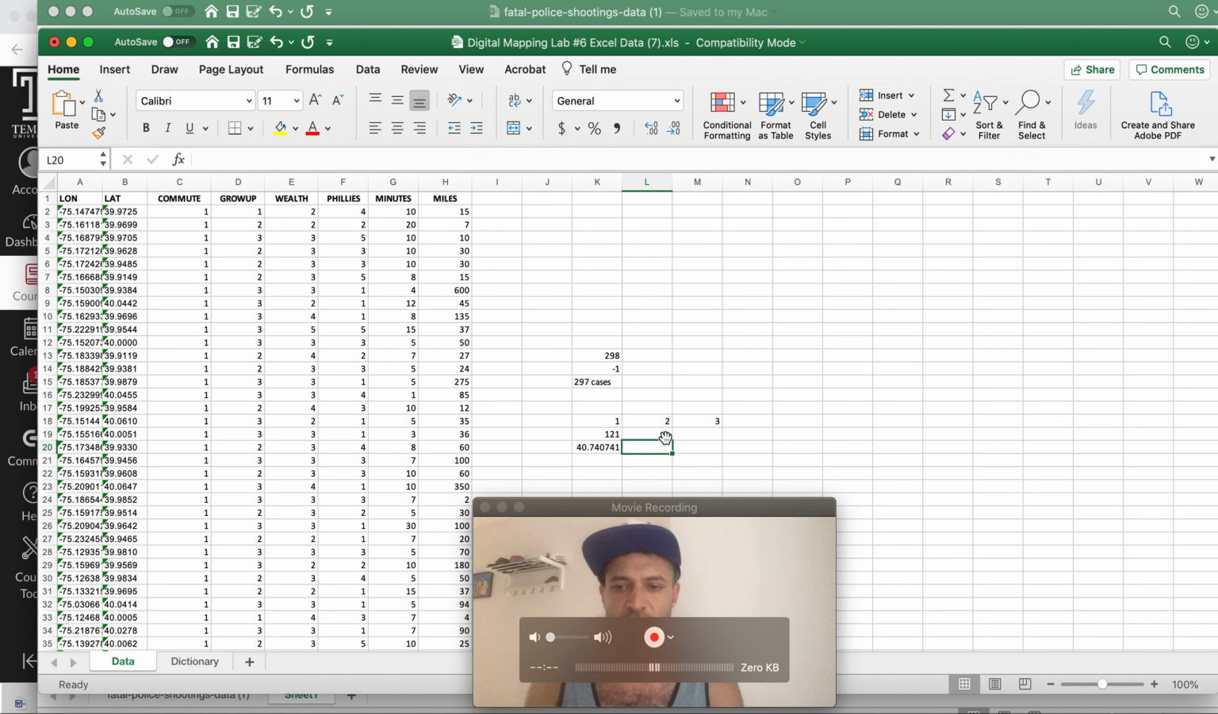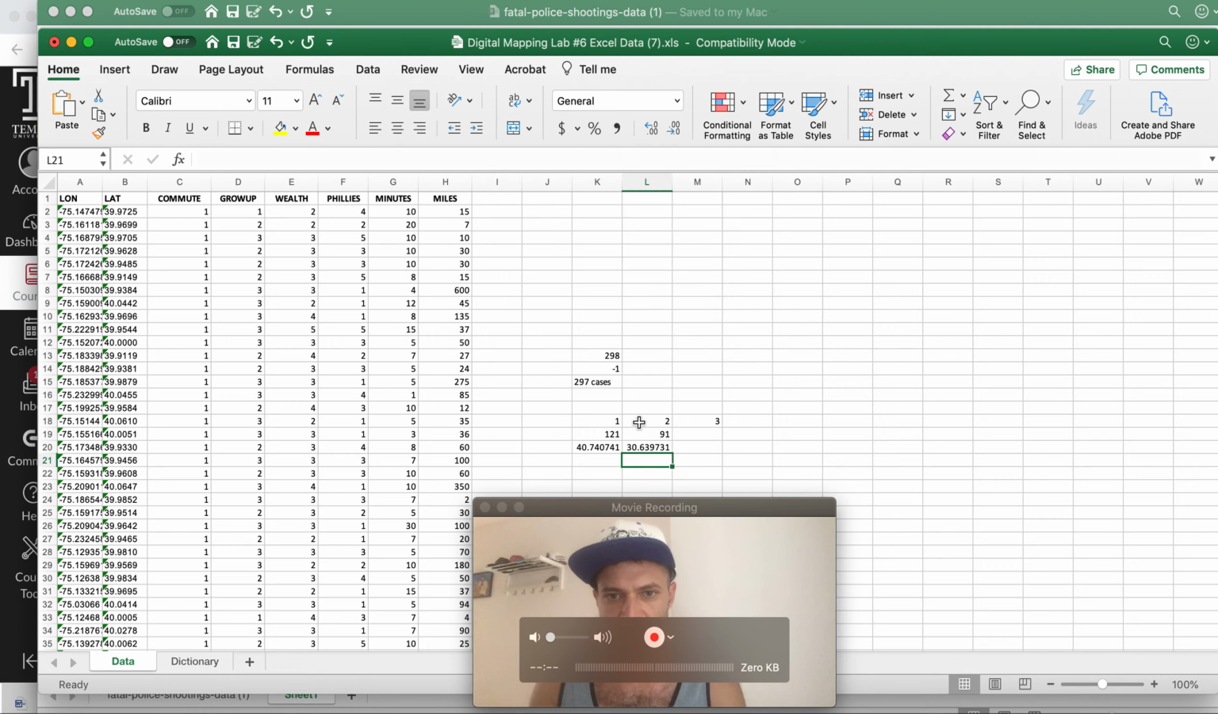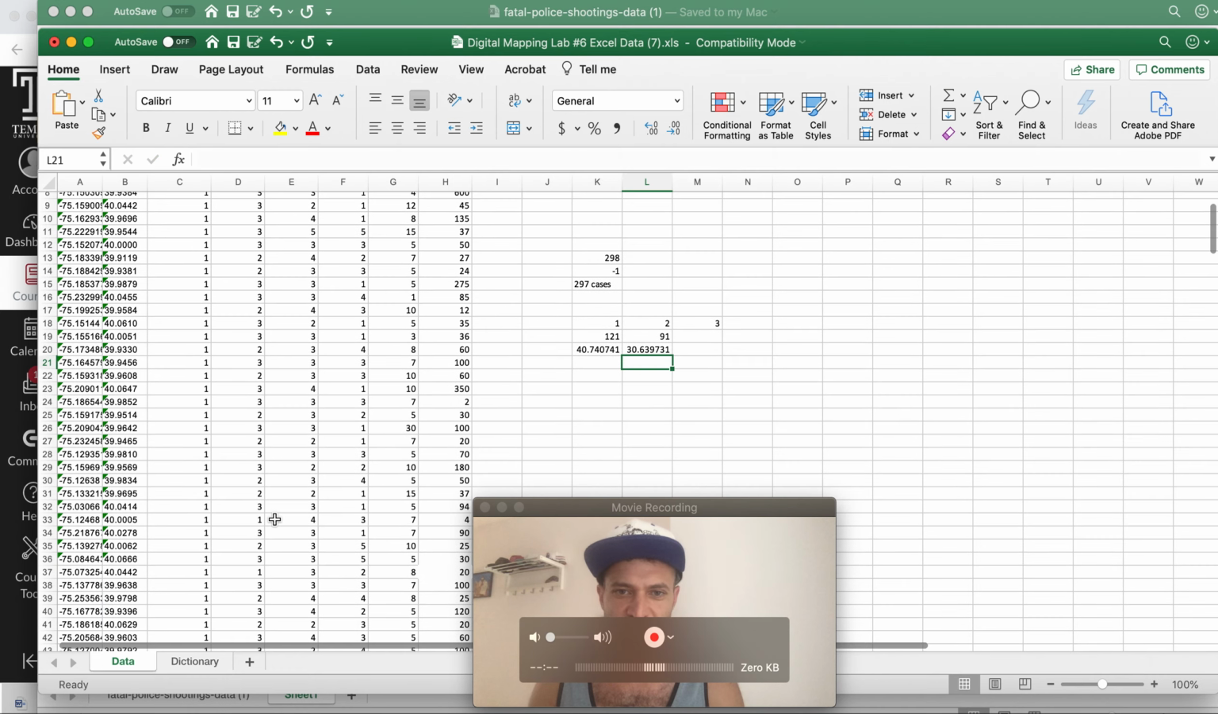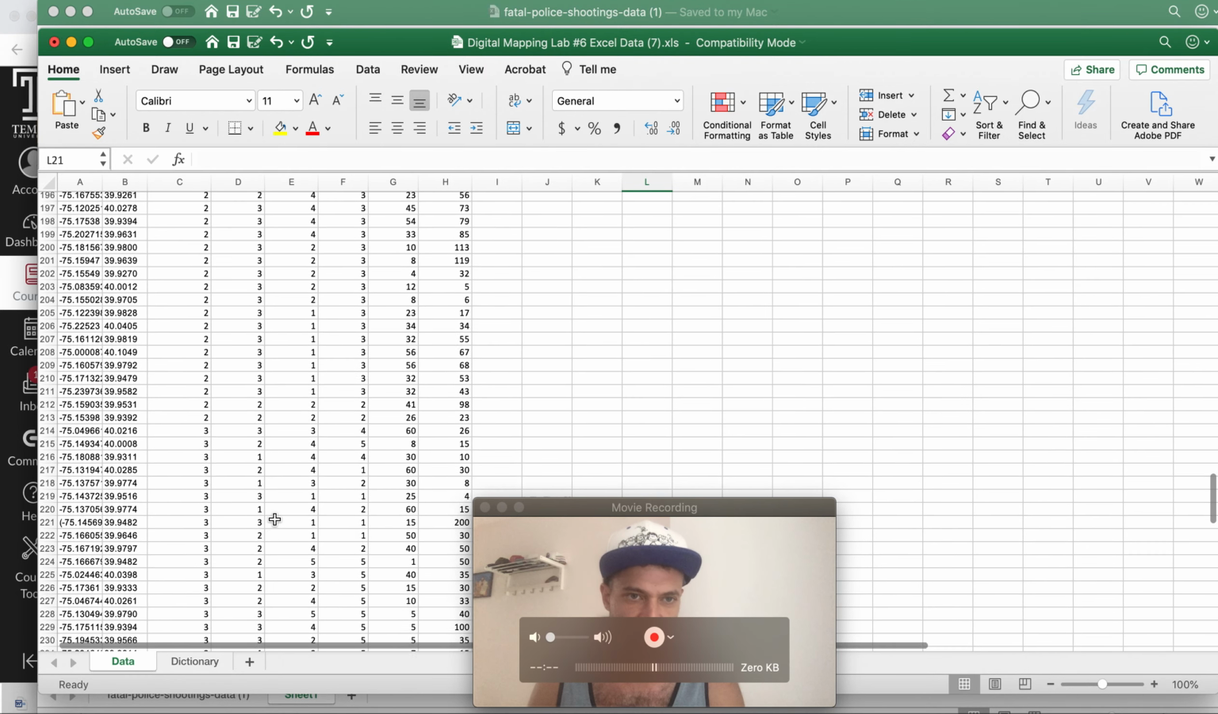and we can even go ahead and do 91 divided by the total, which is 297, and multiply it by 100, and we get 30%. So it tells us the other one's going to be something like 30% as well, the public transit answer.